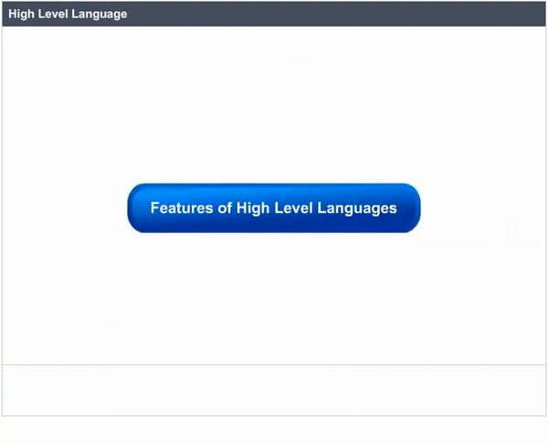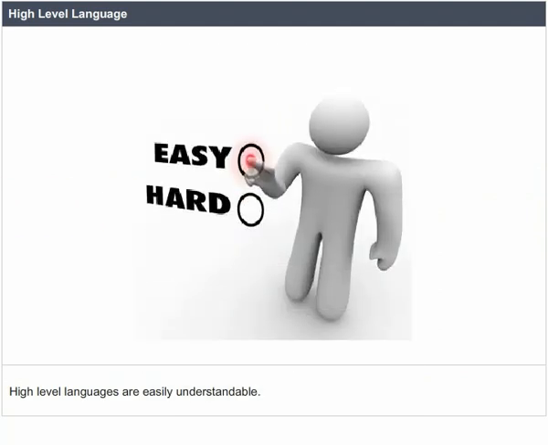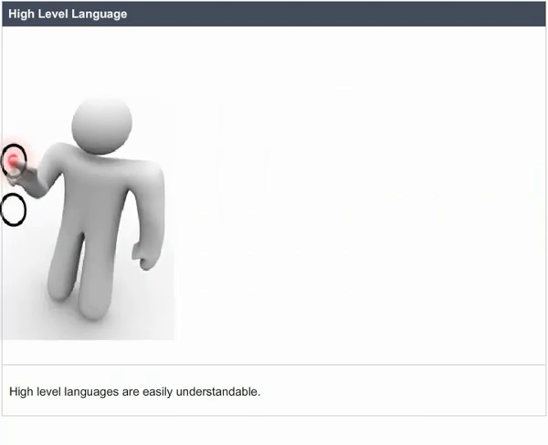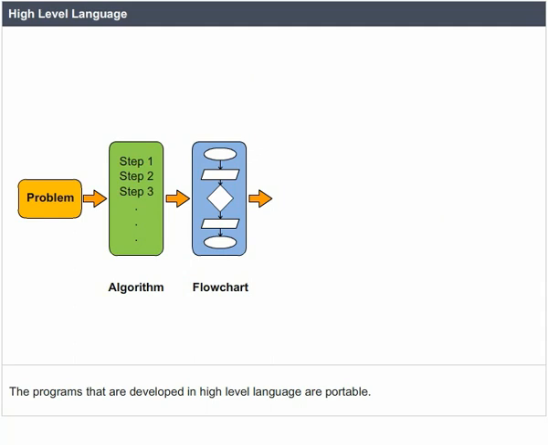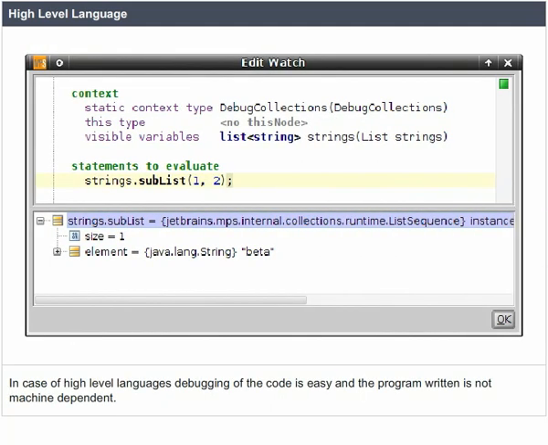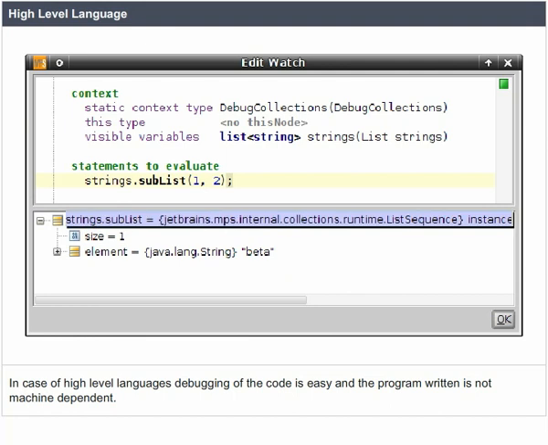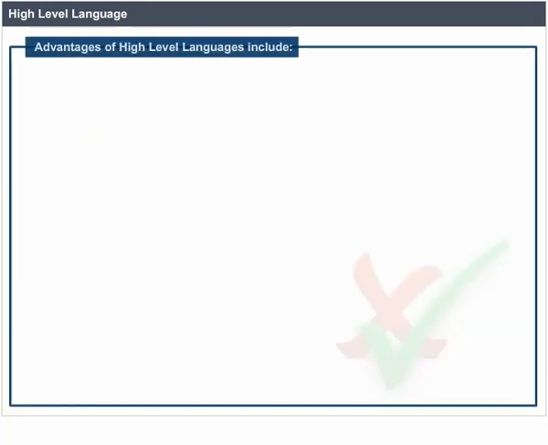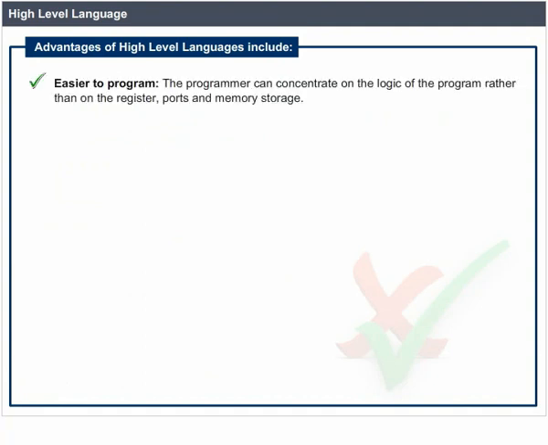Features of high-level languages. High-level languages are easily understandable. The programs that are developed in high-level language are portable. In the case of high-level languages, debugging of the code is easy and the program written is not machine-dependent. Advantages of high-level languages include: easier to program. The programmer can concentrate on the logic of the program rather than on the registers, ports, and memory storage.